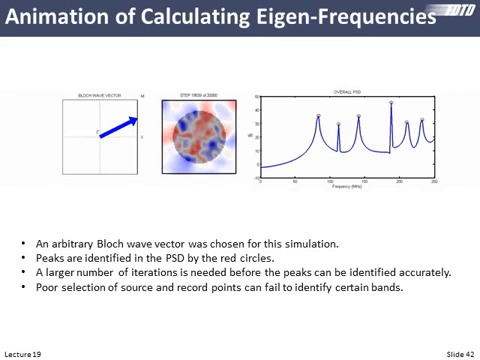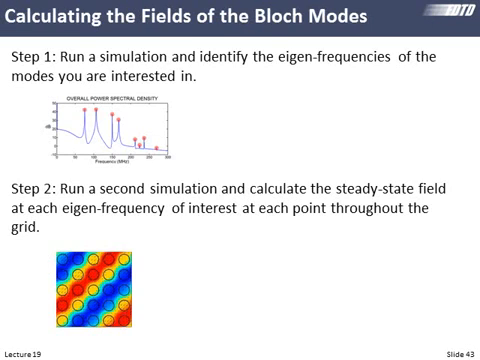So let's go on. Now, if we want to calculate what the Bloch modes look like, we have to do two simulations. First, we run a simulation and figure out where our frequencies are. Then, once we identify one of the frequencies, we do the exact same simulation again, except we'll be calculating the steady state field at every point in the grid for the frequency that we're interested in.